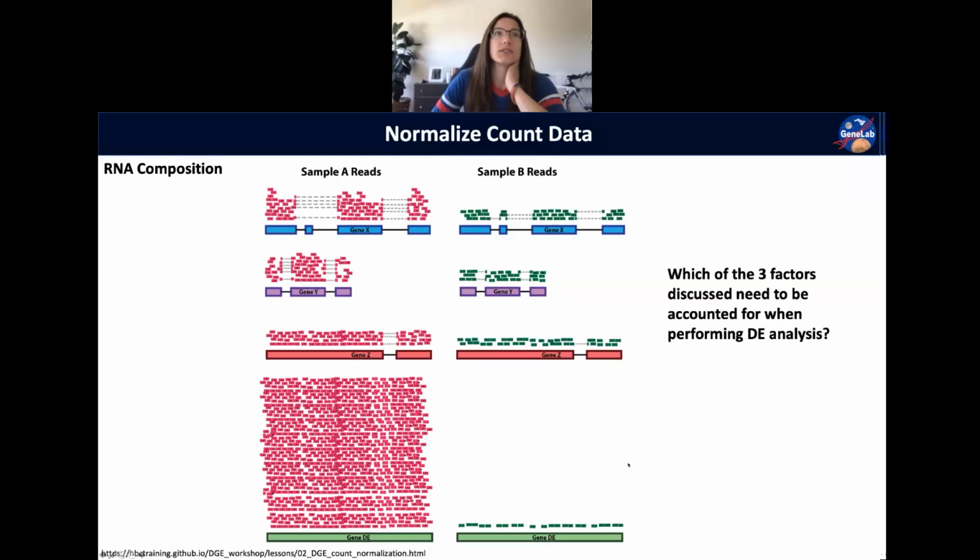So getting back to this question here, which of the three factors that we discussed need to be accounted for when performing differential gene expression? It's going to be both read depth and RNA composition. So whatever normalization tool we use, we want to make sure that we're correcting for both of those things.